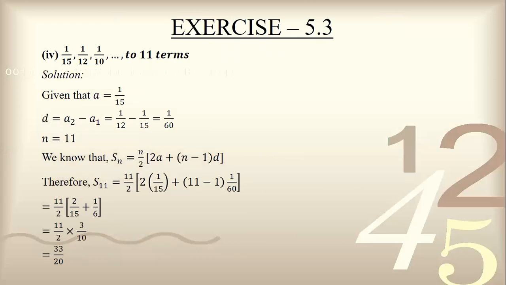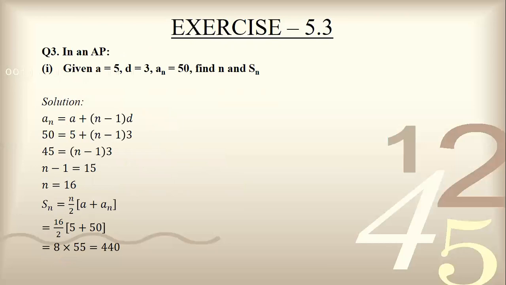We are considering fractions now. 1 by 15, 1 by 12, 1 by 10 up to 11 terms. So a is 1 by 15, d is second term minus first term, 1 by 12 minus 1 by 15, which is 1 by 60. n is 11. Again, we know the formula for Sn equal to n by 2 into 2a plus n minus 1 into d. S11 is 11 by 2 into, we'll substitute the values of a and d in the formula. n also is 11. So when we solve them, we'll get the answer to be 33 by 20. So sum of 11 terms is 33 by 20 for this AP.